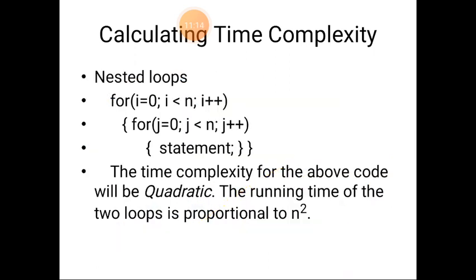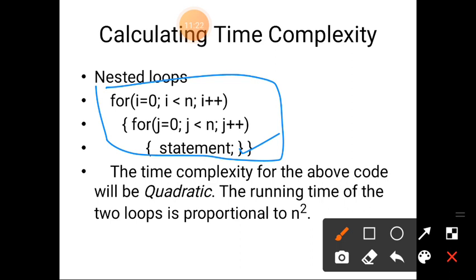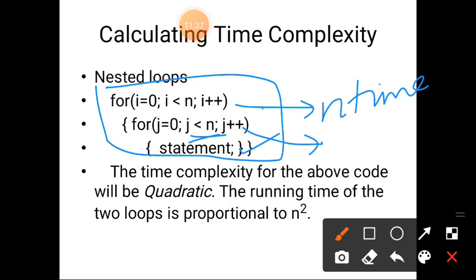Then when we consider a nested loop, what will be the time complexity? Here, in this case, this loop will be executed n times. Then for the j loop, it will be j is equal to 0, j less than n, j plus plus. So how many times will this loop be executed? It will also be executed n times. So how many times will this statement be executed? n into n times.